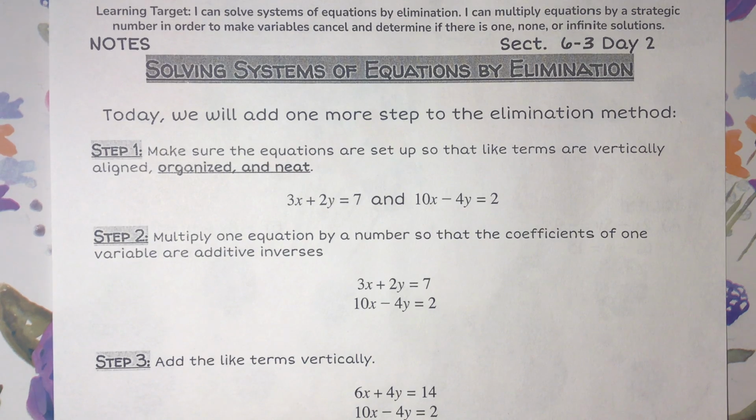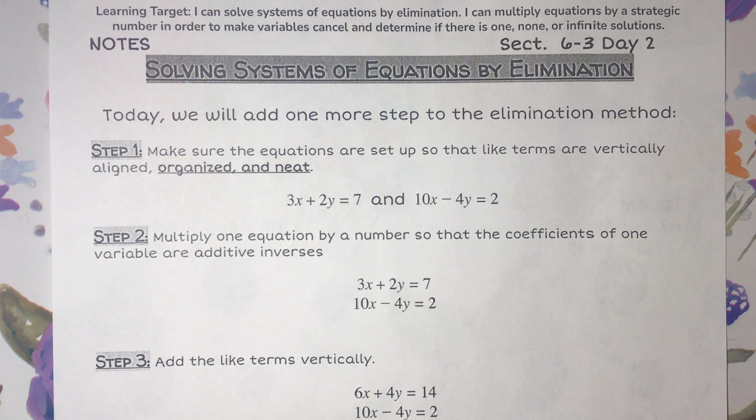So we're still working on solving systems of equations, and we're in day 2 of a strategy called elimination. So today, what I'd like for you to be able to do is solve systems of equations by using elimination and to be able to multiply equations by a strategic number in order to make variables cancel out. And then we were also going to have solutions where there is only one solution, infinitely many solutions, or no solutions. So that's a really big thing that we're doing today.